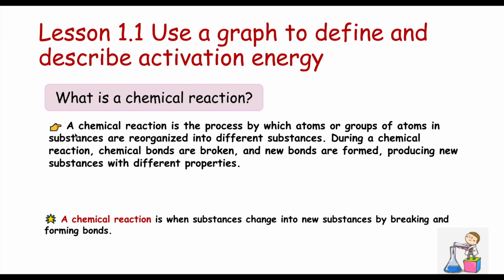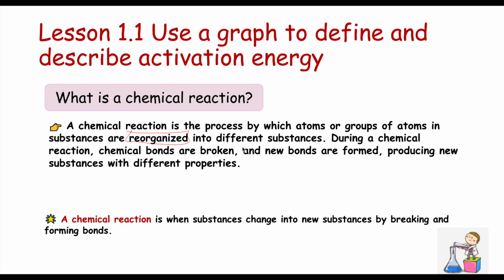Let's start with the definition of a chemical reaction, which is the process by which atoms or groups of atoms and substances are reorganized. What does that mean? We rearrange them. Still, we are using the same atoms to make different substances.